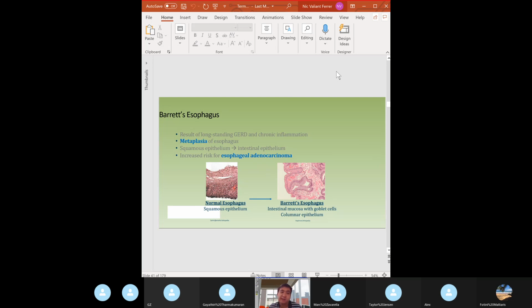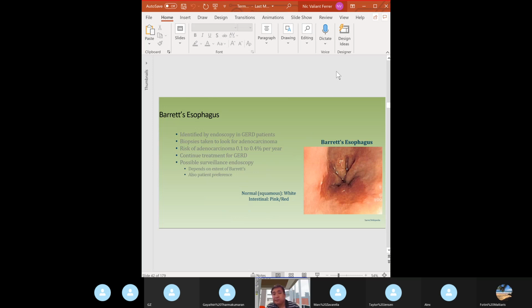Metaplasia of the esophagus. So how do we identify this one? Endoscopy, of course. So you need to take a biopsy to look for adenocarcinoma. You need to continue treatment for GERD. And then you can have surveillance endoscopy. Look at the slide here. This is a good image of a Barrett's esophagus. You can see the normal esophagus. I'm pointing at that, right? So that's normal. It's squamous, it's white. And then you can see the intestinal portion, the pink and the reddish part.